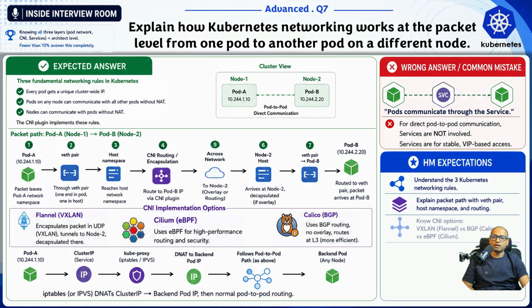Understand the three Kubernetes networking rules. Explain the packet path with veth pair, host namespace and routing. Know CNI options: VXLAN Flannel versus BGP Calico versus eBPF Cilium. Understand service flow: iptables, IPVS, DNAT.